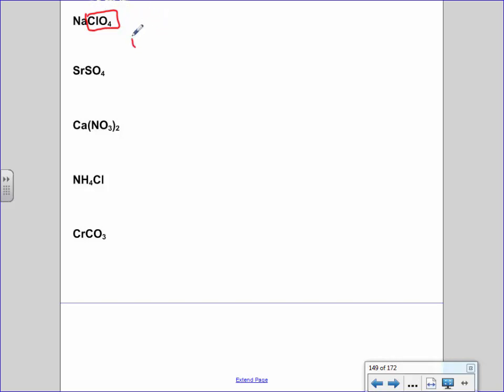So here's how you name it. You call it sodium perchlorate. That's it. You just name it as you see it. There's nothing special to it. All you have to do, though, is just recognize which one the polyatomic is.